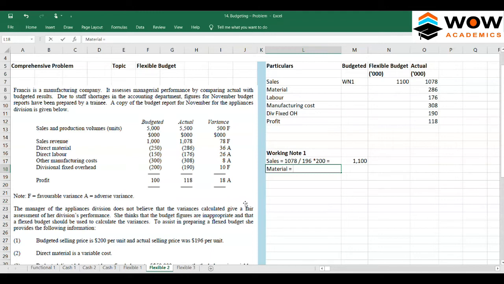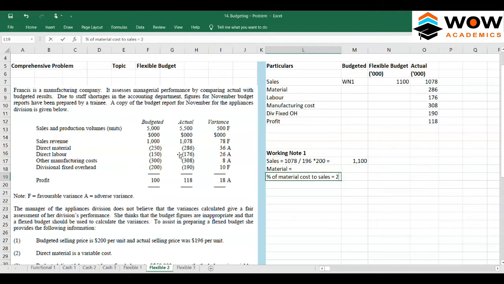So the percentage of material cost to sales, because there's no other way to find it out. Or else you can find it out through the number of units, but that seems very lengthy. So we can relate direct material with the sales. Okay, so we'll do that.